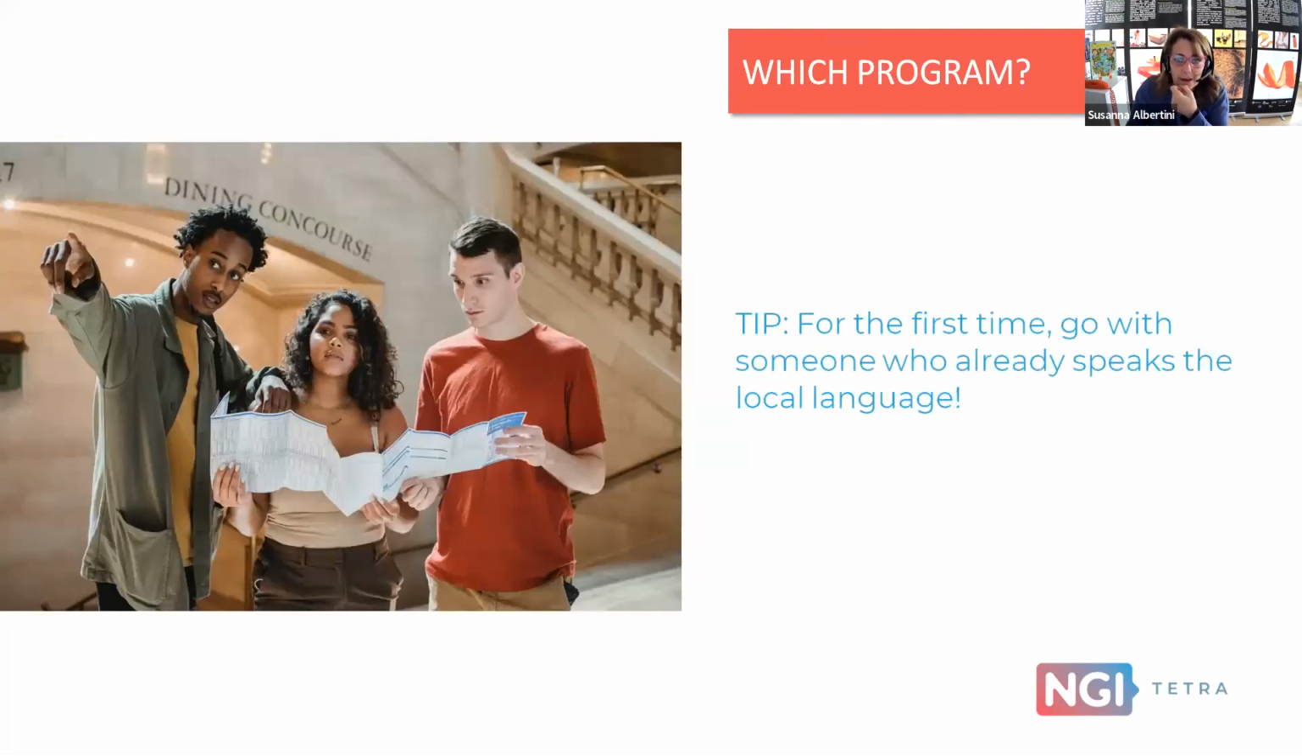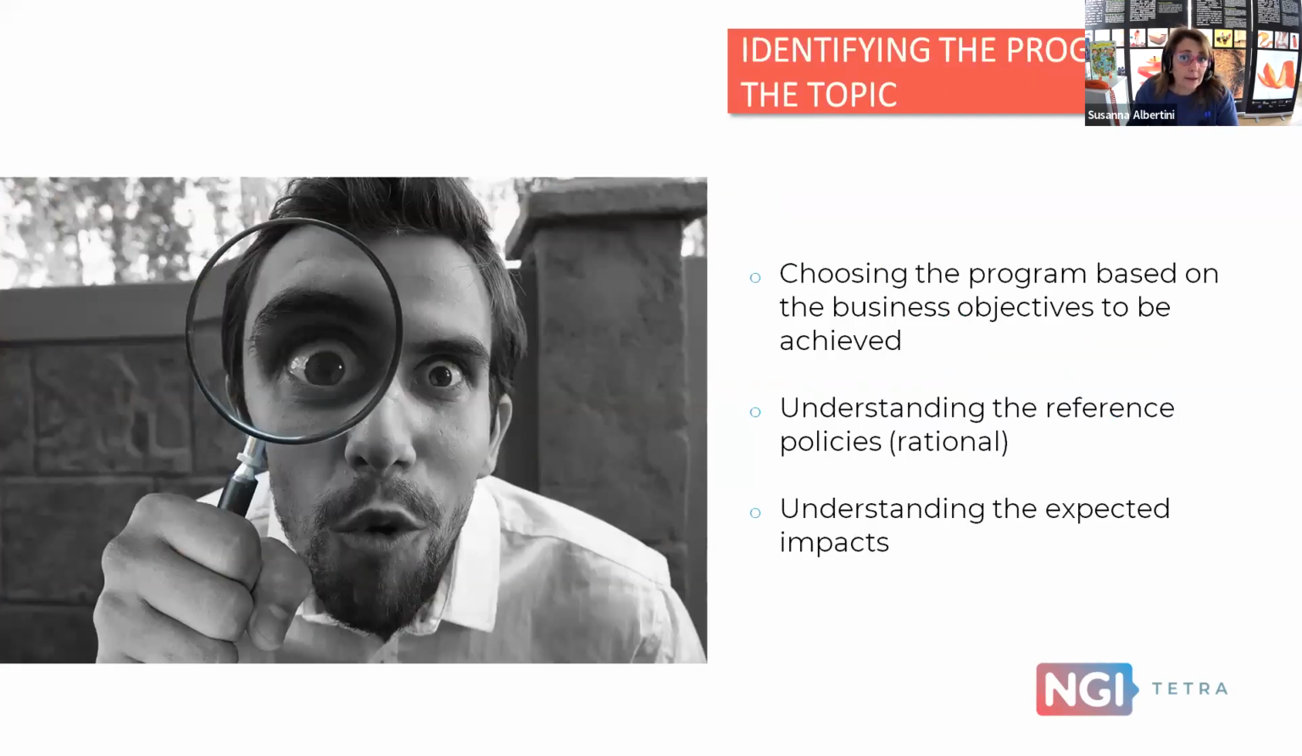And this is not very nice. So as a tip, I suggest that when you go for the first time, you always go with someone who already speaks the local language. So don't start from scratch, because especially the first time, it can be really a lot of effort for nothing. But there are, again, Cordis and all these places in which you can find partners, and you can enter the first time with, let's say, a minor role, and then you can grow.